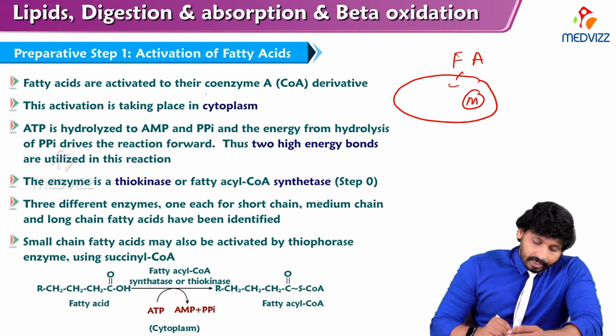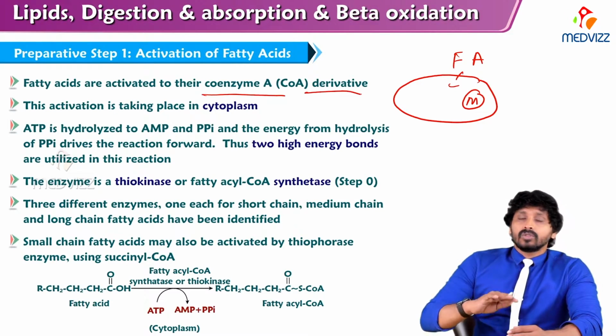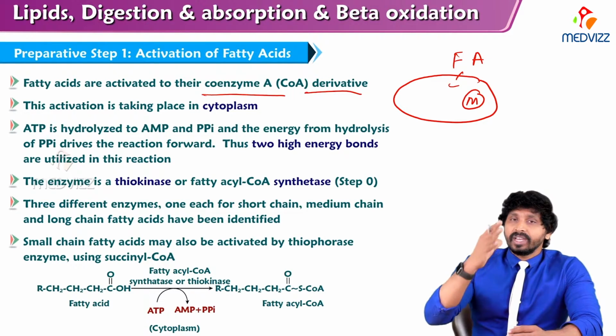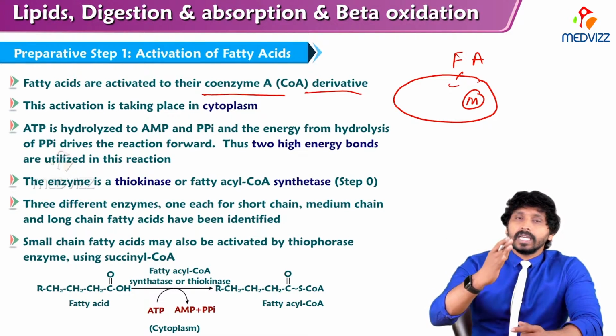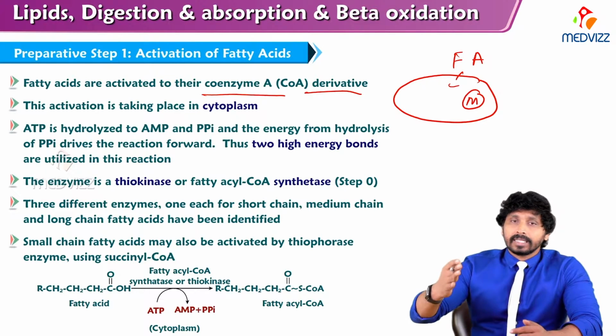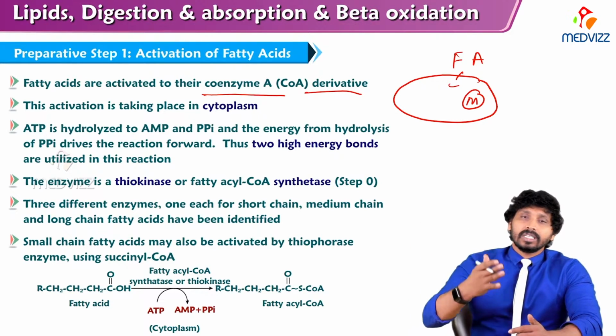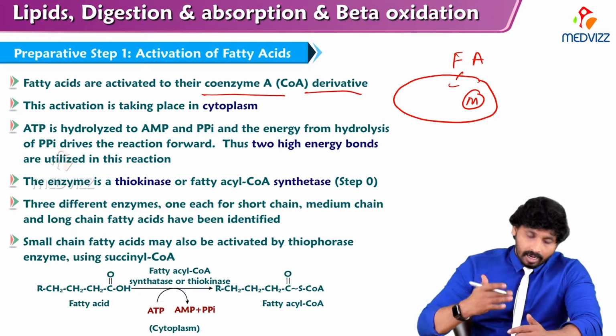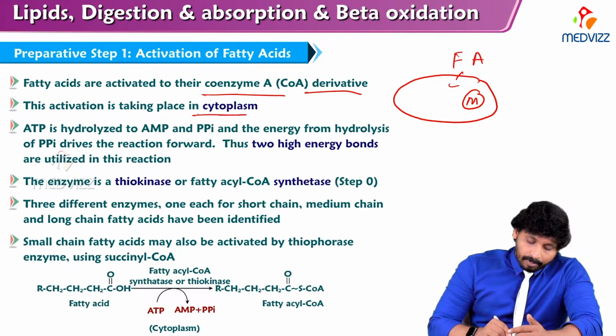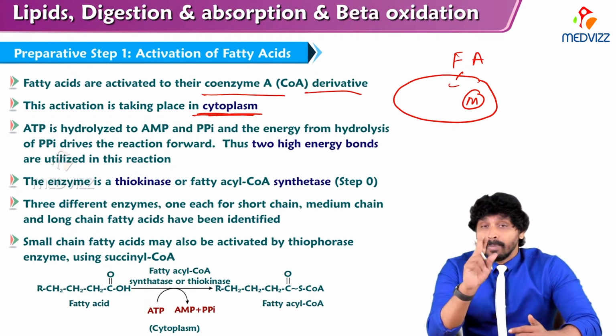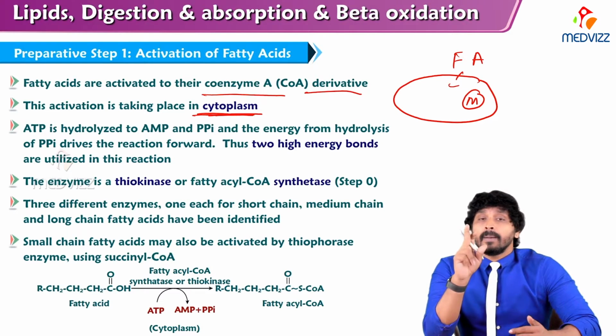Fatty acids are activated to their coenzyme A derivatives. So fatty acyl-CoA. Here free fatty acid will be converted with the help of coenzyme A to fatty acyl-CoA. When you attach a coenzyme A, it will be converted to fatty acyl-CoA, and these preparative steps will take place in cytoplasm. But beta oxidation proper will take place in mitochondria.